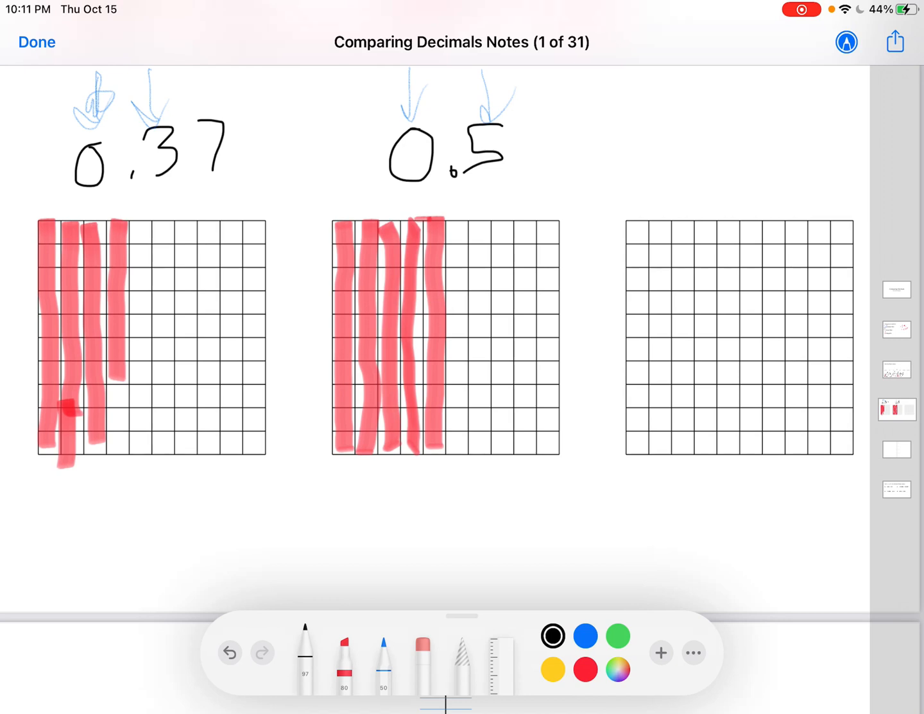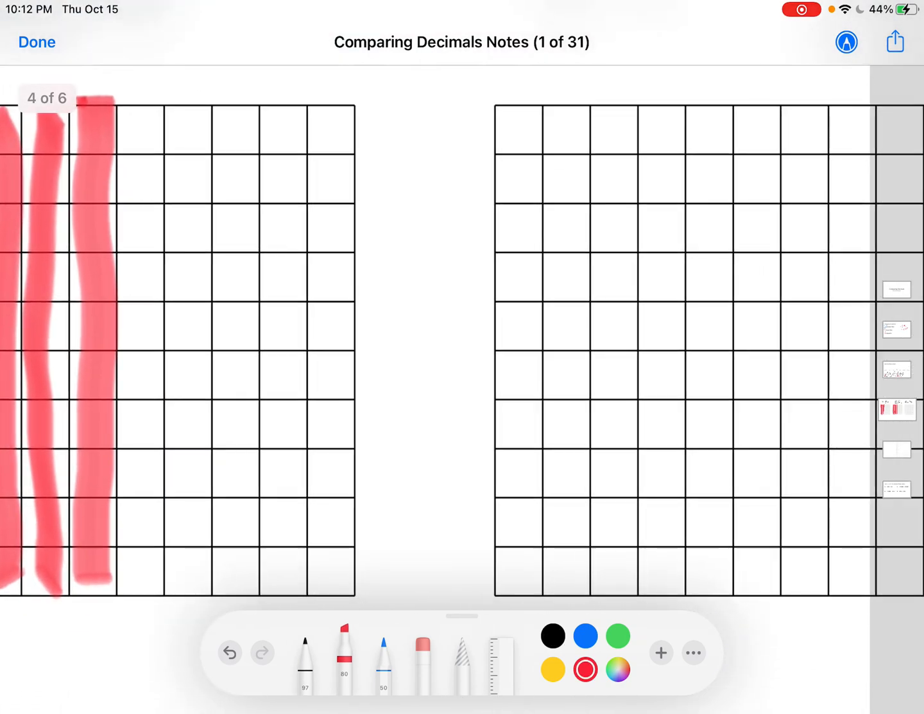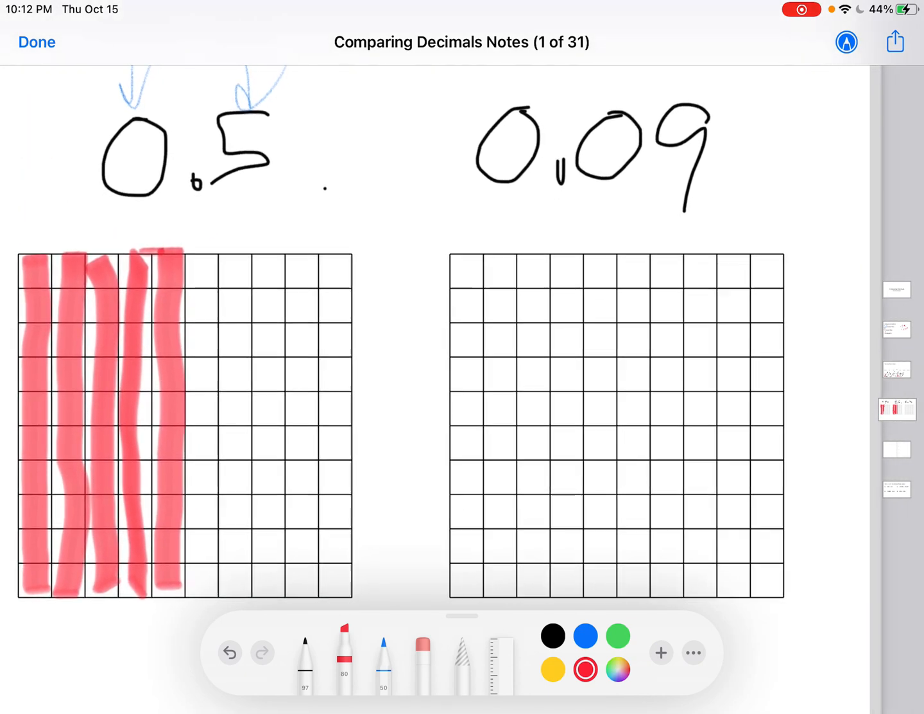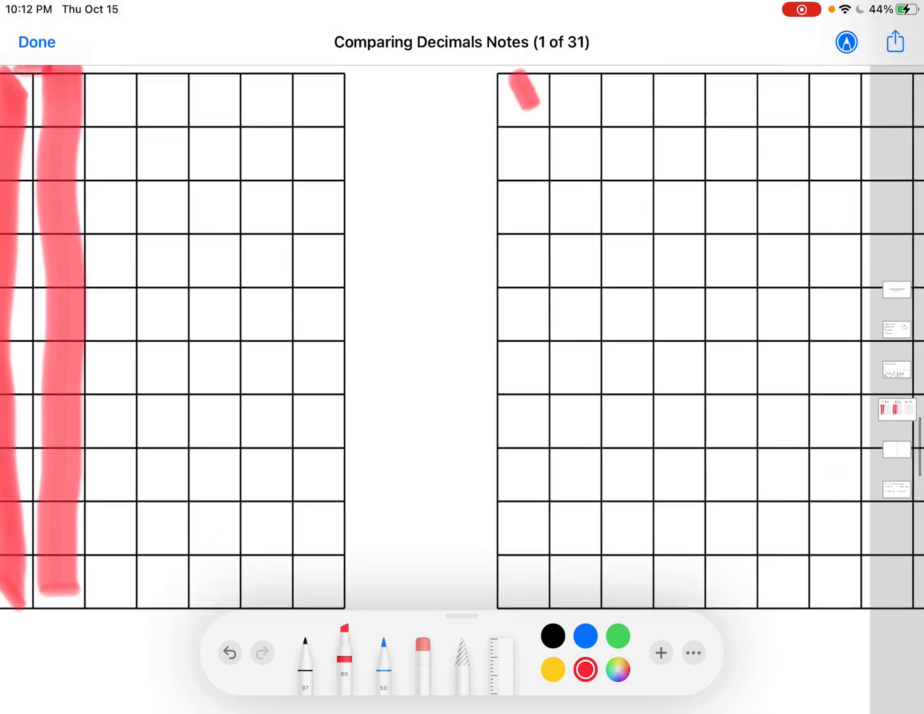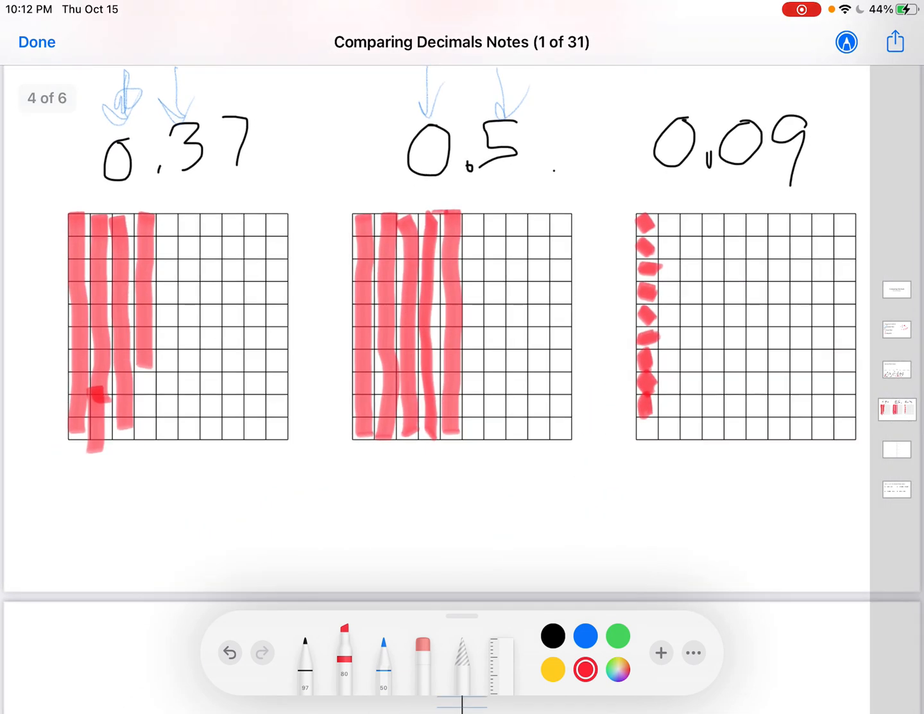In this case, I'm going to put 0.09. Now 9 is certainly more than 7, and 9 is more than nothing, so this of course must be bigger. But let's see what that would be. 0.09. Well, that's 9 in the hundredths place. So I would only shade in 1, 2, 3, 4, 5, 6, 7, 8, 9 in the hundredths place. That is less than 1/10. So that would not work at all.